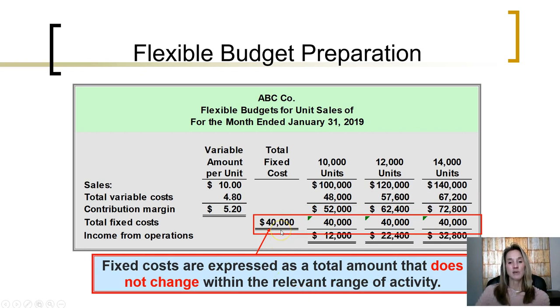The fixed costs, however, do not change between the different levels of activity. Because recall, fixed costs do not change as the level of activity changes. They budget $40,000 in fixed costs whether they sell 10,000 units, 12,000 units, or 14,000 units.